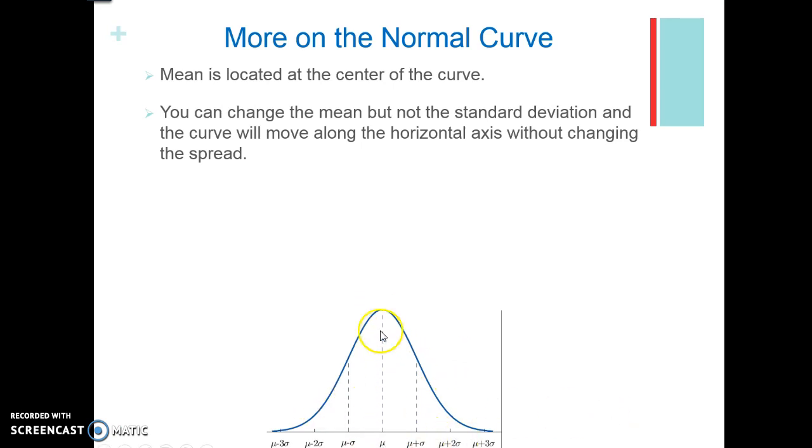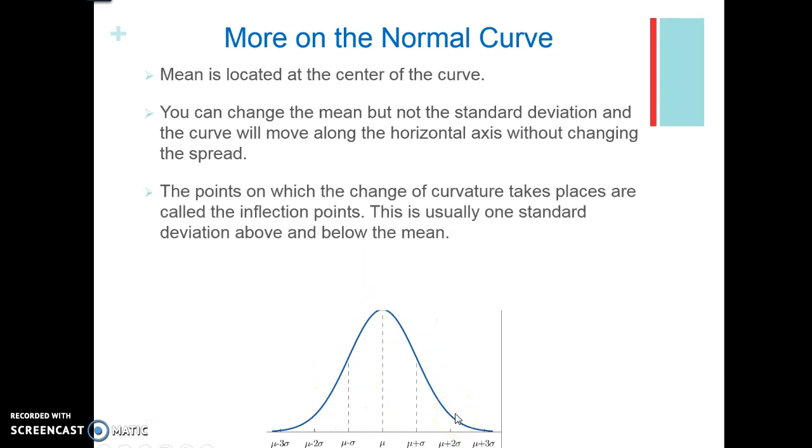So that just means if I change the position of the mean, I'm just moving this graph along the horizontal axis. It doesn't change the shape at all unless I actually change the standard deviation, which would change how far apart it is from the mean. So it'll either make it more narrow if they're closer to the mean or wider if they're further away from the mean.